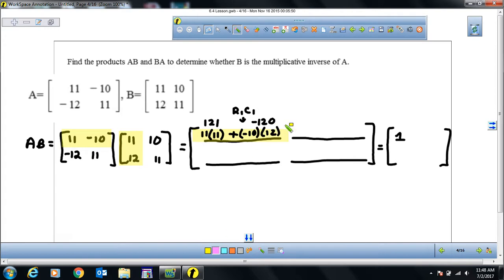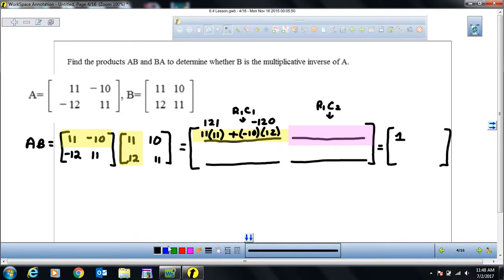Next one. Now this number on the right side is situated in the first row still, but in the second column. So to find the value of that, I need to multiply the first row again, which is this row, one more time, but now times the second column, which is this column on the right side. And we multiply them in order. It would be the 11 times the 10 plus the negative 10 times the 11. Now 11 times 10 is 110, then negative 10 times 11 is negative 110. So when I add them, they equal 0.